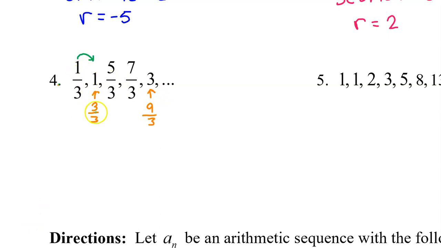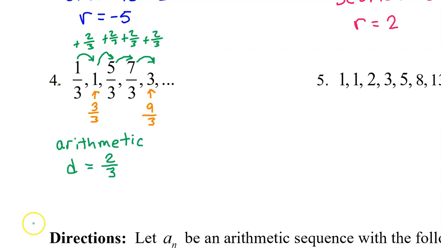From 1/3 to 3/3, that's plus 2/3. And then 3/3 plus another 2/3 is 5/3. 5/3 plus 2/3 is 7/3. And 7/3 plus 2/3 is 9/3. Arithmetic, common difference d equals 2/3.